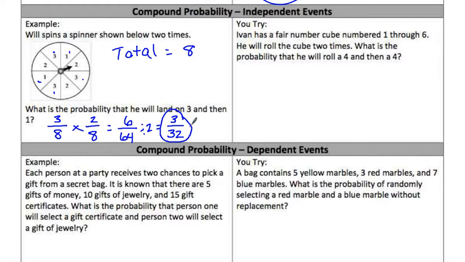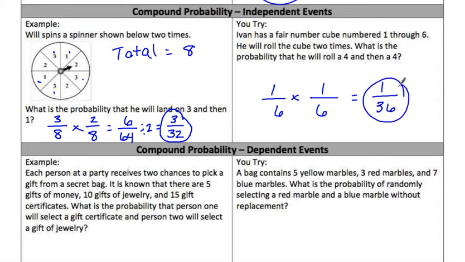So Ivan has a cube numbered 1 through 6. He rolls the cube 2 times, so I'm going to have 2 fractions. What is the probability he will roll a 4 and then a 4? There are 6 numbers on a number cube because it says it's numbered 1 through 6. One side is a 4 the first time, one side is a 4 the second time, so I'm left with 1 out of 36 probability.